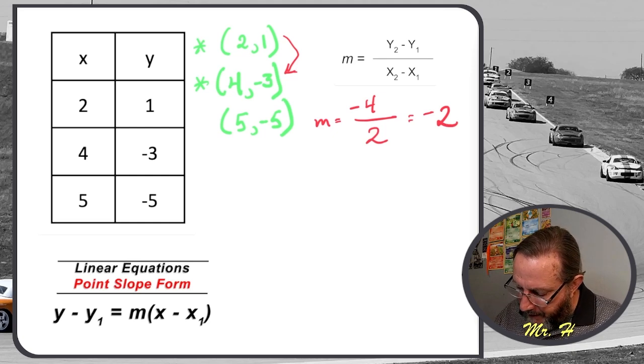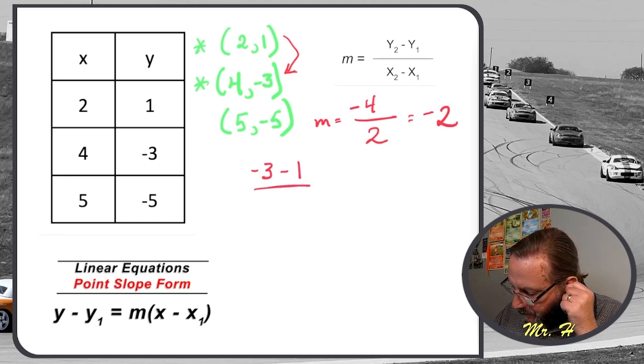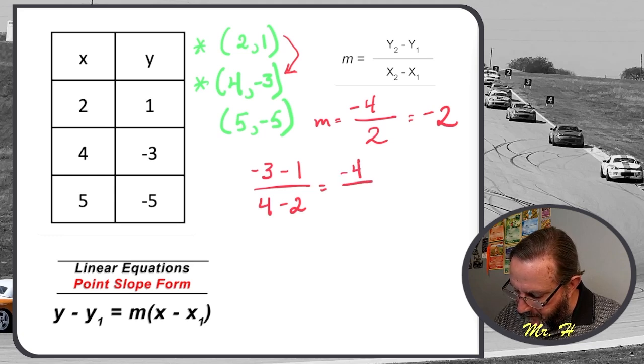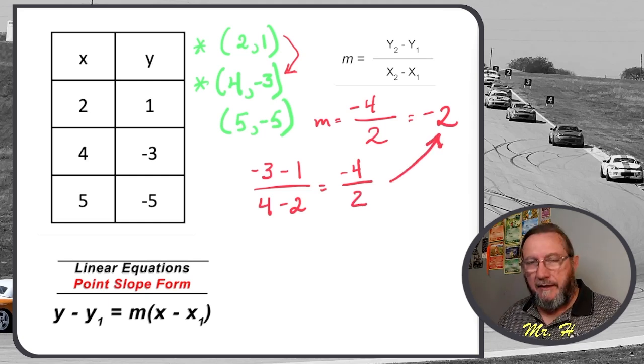We're going to have y of our second point minus y of the first point. That's negative 3 minus 1. X of the second point minus x of the first point. That's going to be 4 minus 2. Negative 3 minus 1, it's negative 4. 4 minus 2 is 2. And we still get that same slope, negative 2. Okay? So there's our slope. Now what?